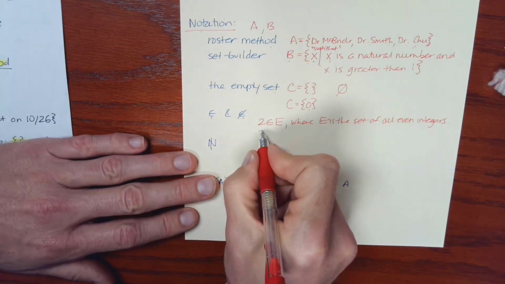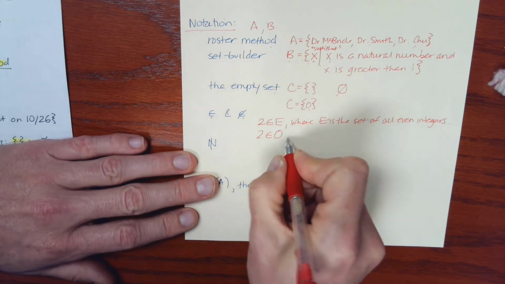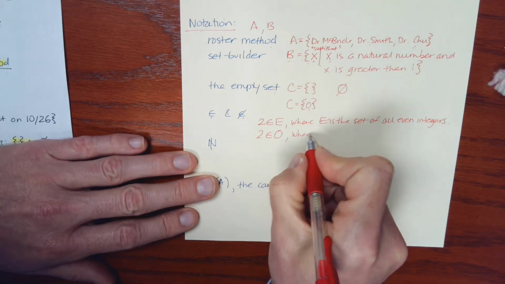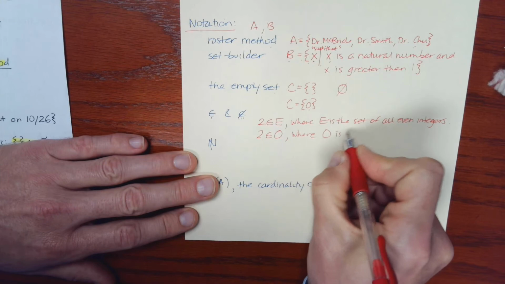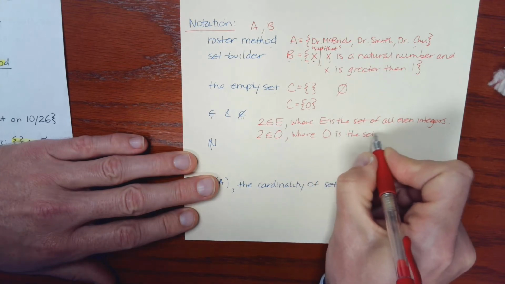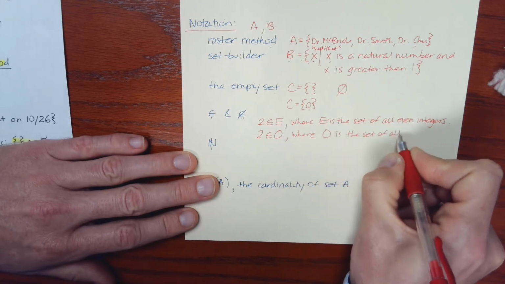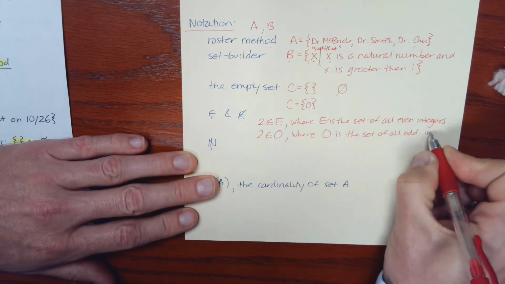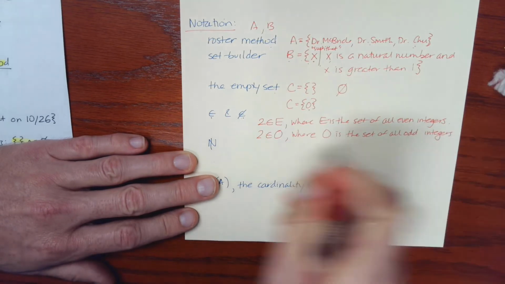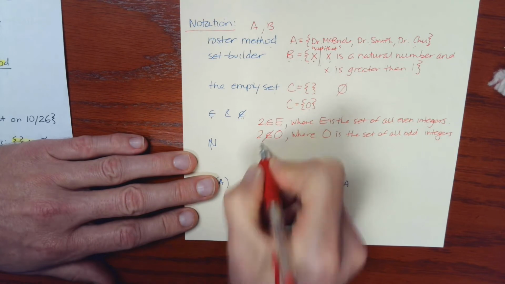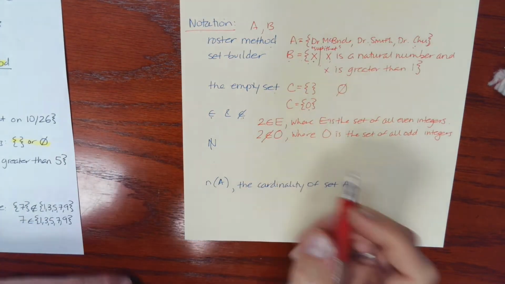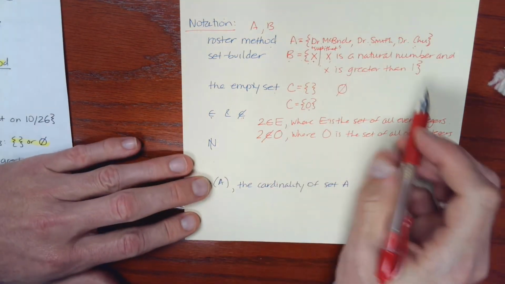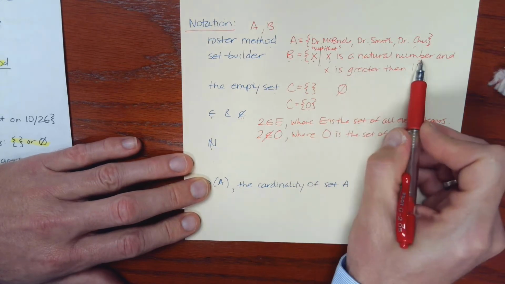I could say 2 is not an element of O, where O is the set of all odd integers. So 2 is not an element. So I'll put a little line through it. And then, I've spoken up here of the natural numbers.